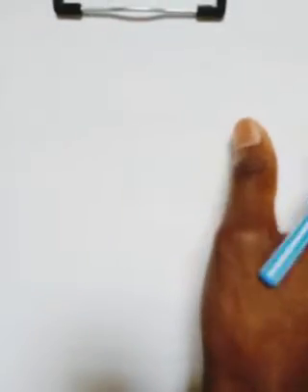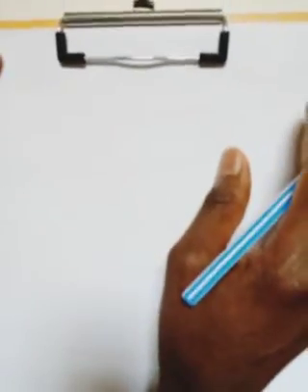Okay, so I'll start. Where am I going to start from? I'll start with the oblique asymptote.